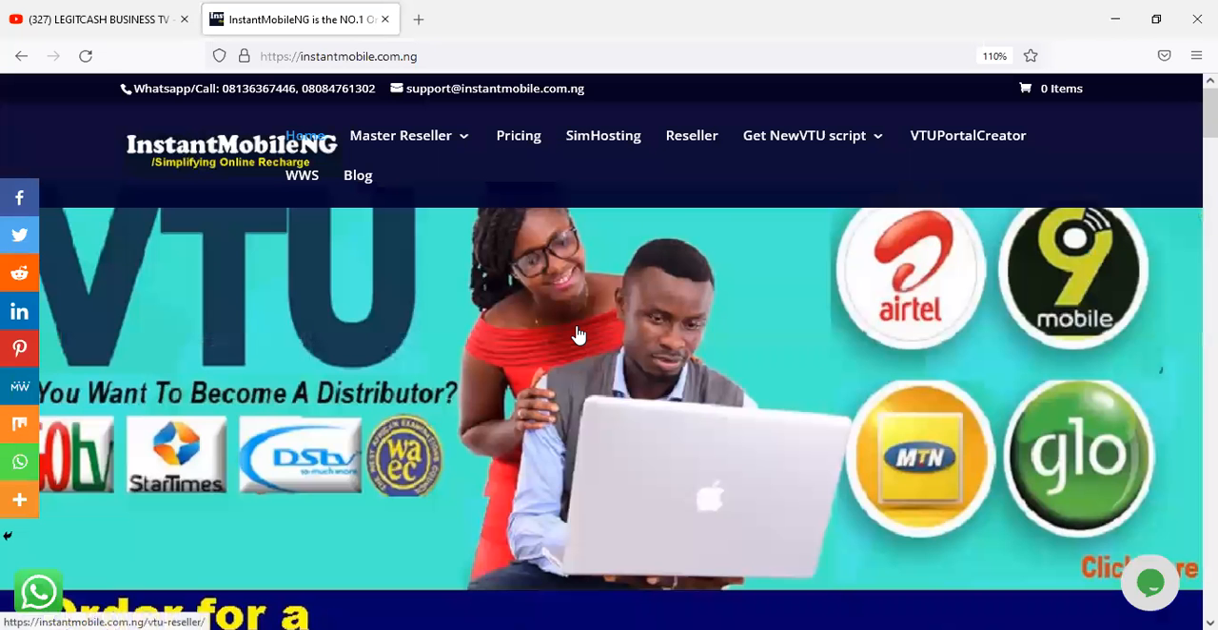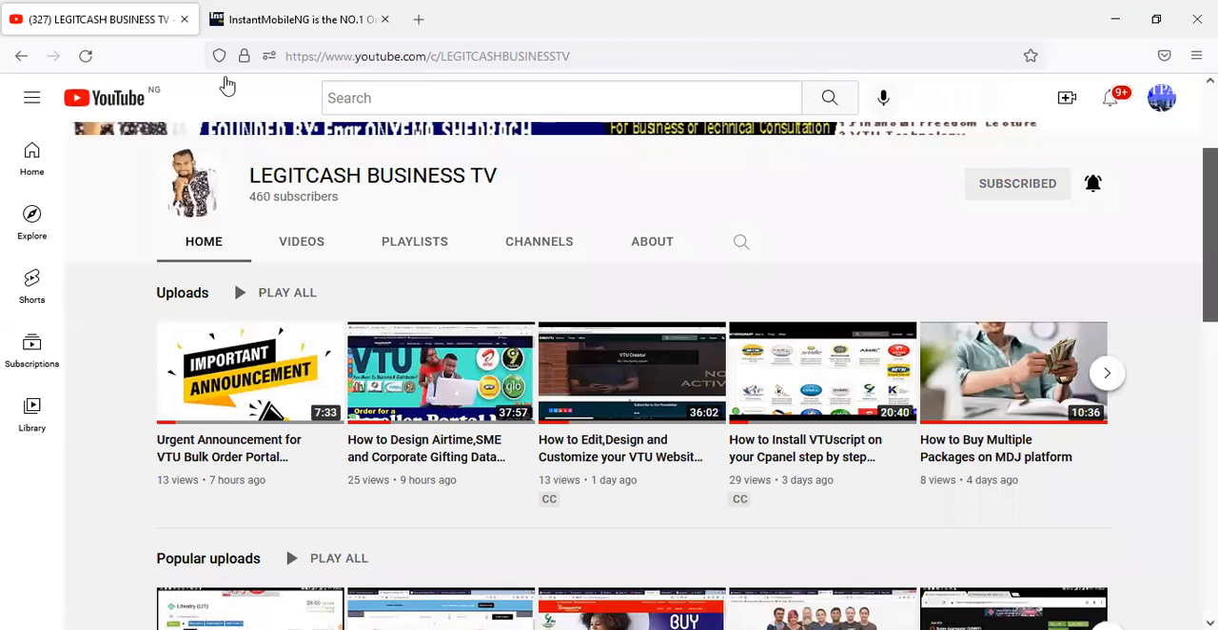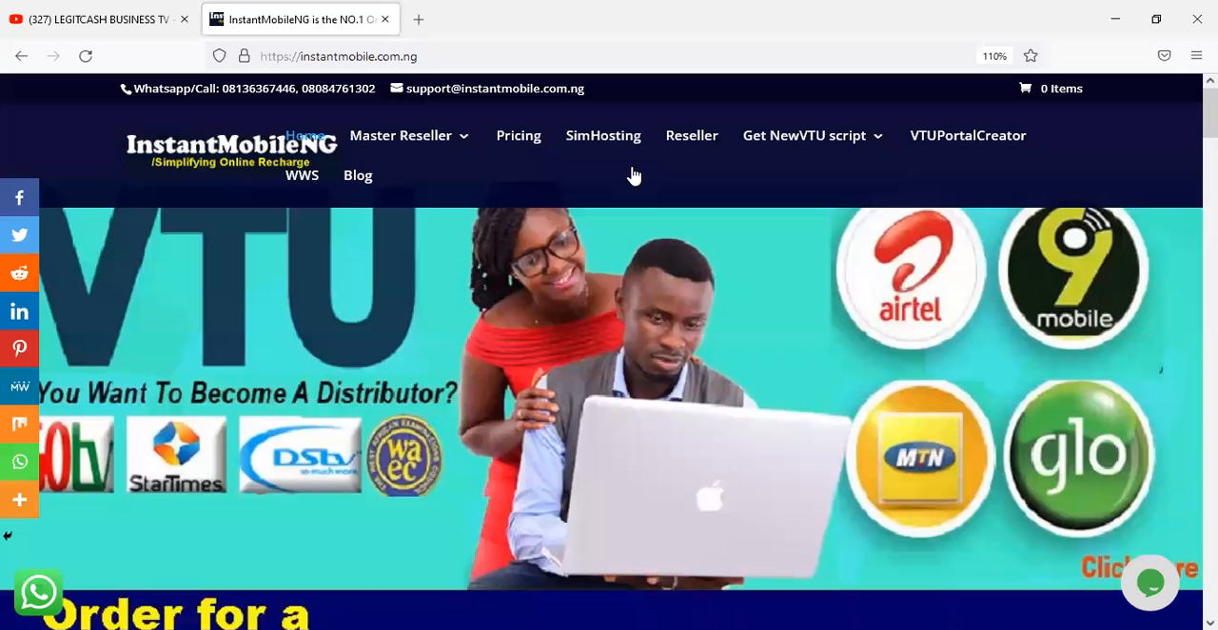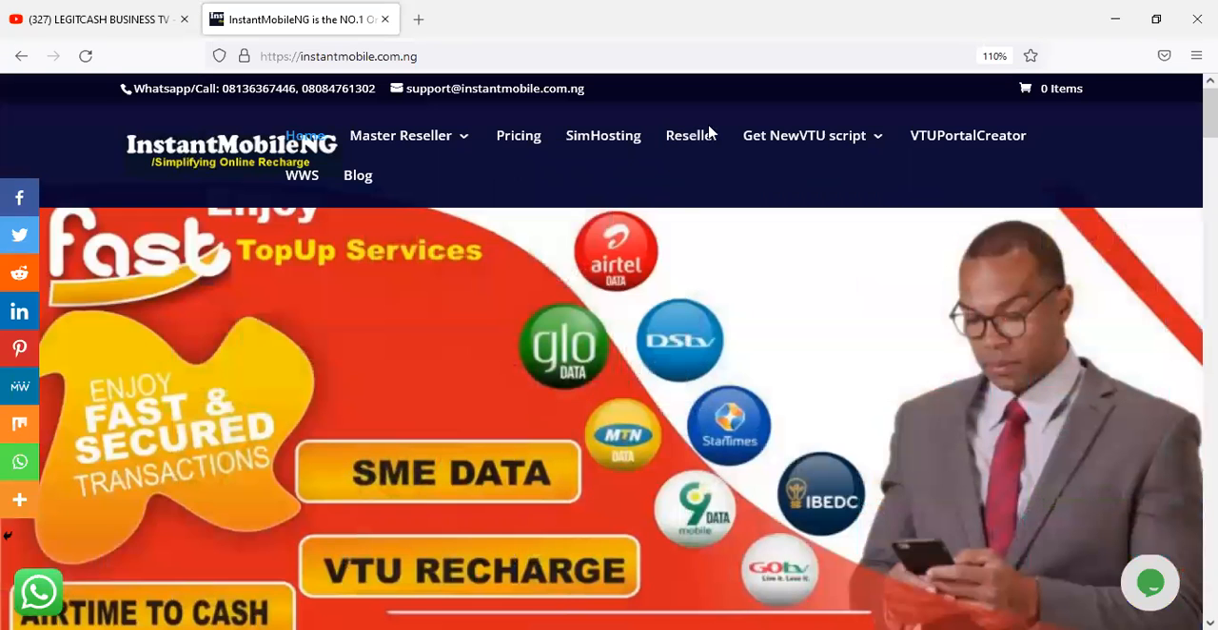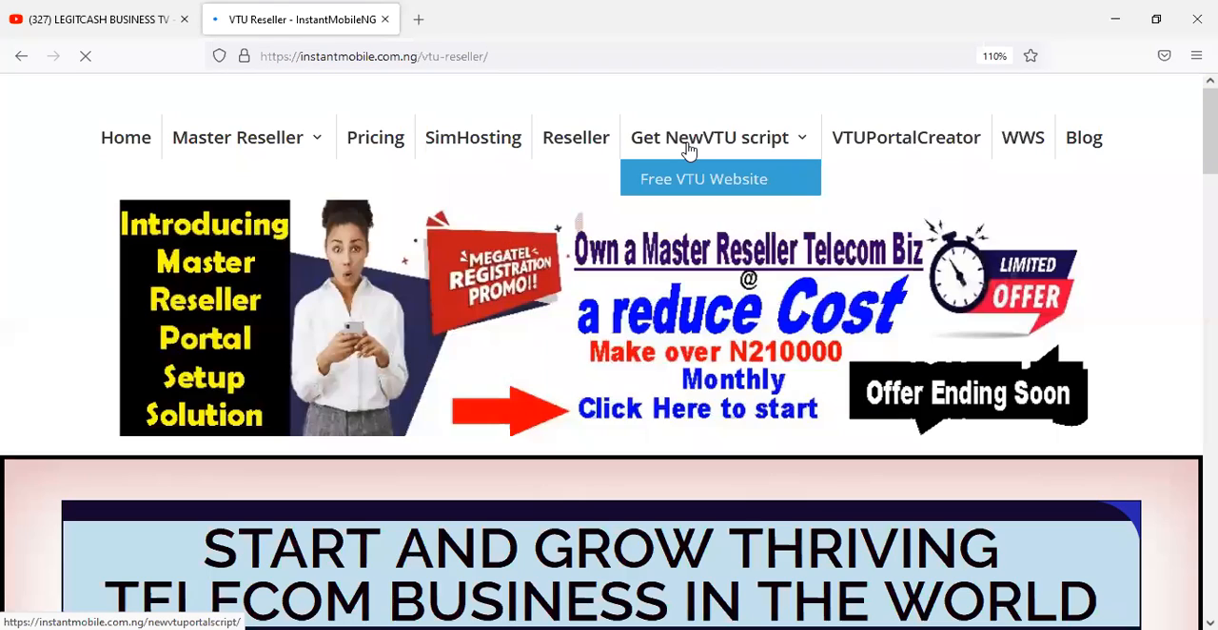Now, we did an announcement earlier today about the update on the bulk order portal. The same thing is also affected on the VTU reseller page. So when you are here, all you have to do is click on the VTU reseller page. I'm going to briefly explain the few things that were updated because it's very important you get notified of the features that are currently on the system.